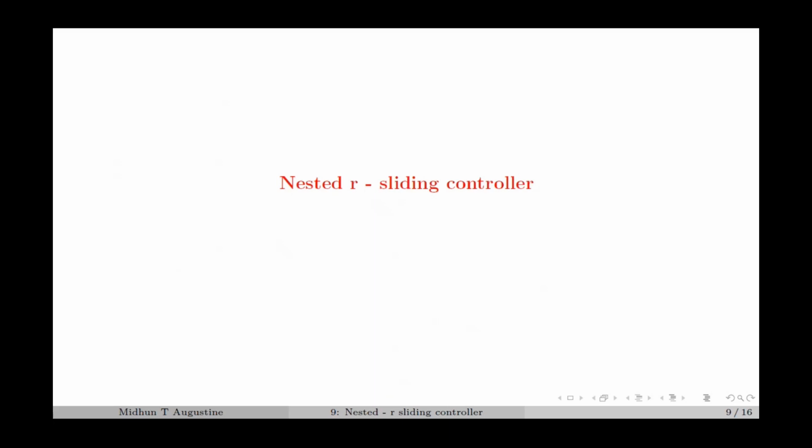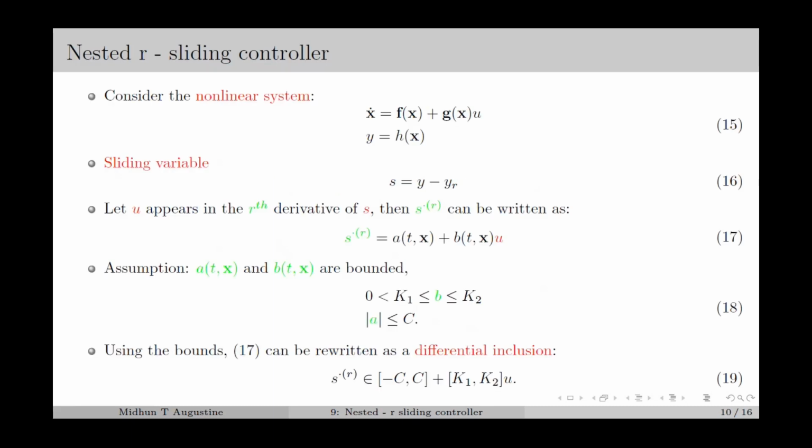Next, we move on to the nested R sliding controller, which is basically the arbitrary order sliding mode controller. For that, we consider the nonlinear system as in equation number 15, and the sliding variable is chosen as the output error. So here we are considering a higher order sliding mode controller with arbitrary order, and the order is considered as R. Now this rth order sliding mode controller can be used if the control input u appears in the rth derivative of the sliding variable s.